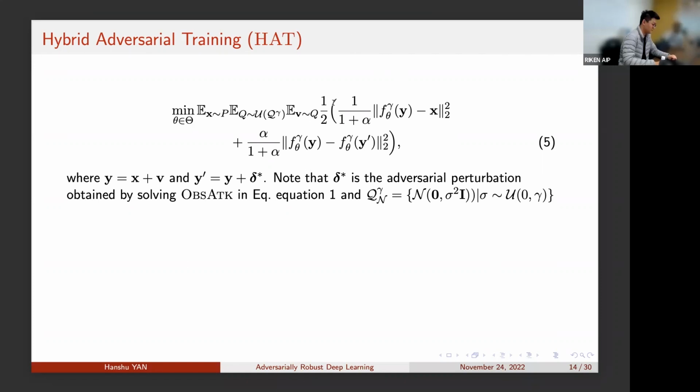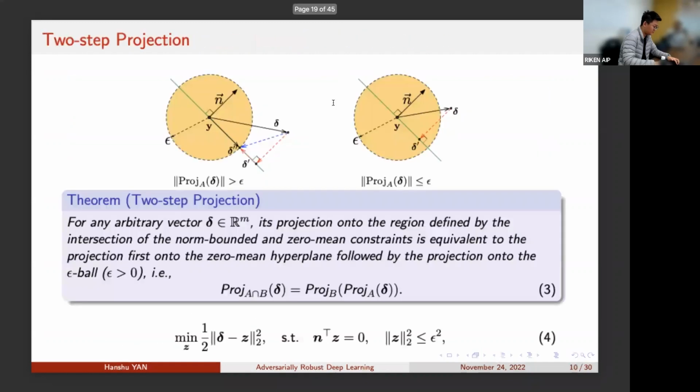Yeah, I have a question for your theorem here. This one? Yes. For example, right now you are using the L2 norm ball. If you use the L infinity norm ball, would this theorem still hold? And perhaps not, right?